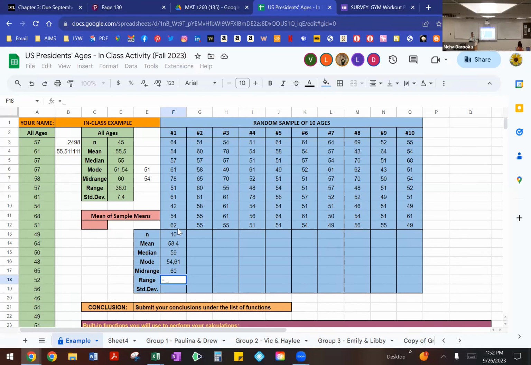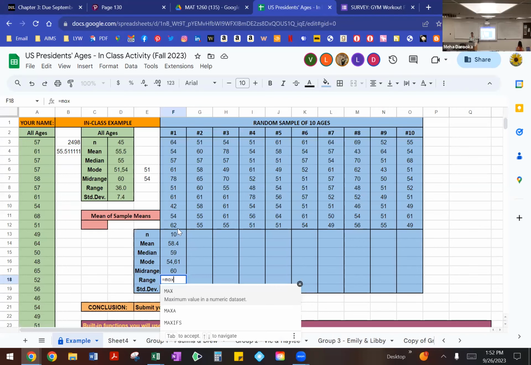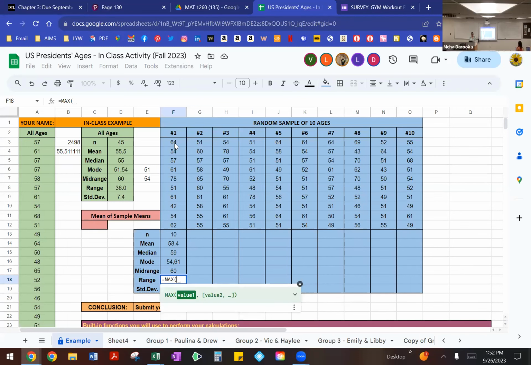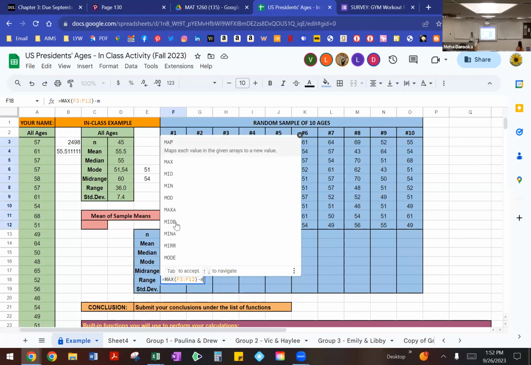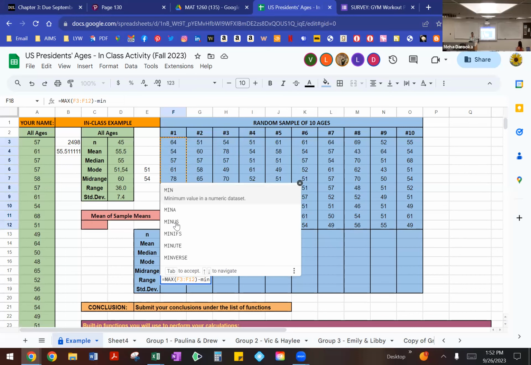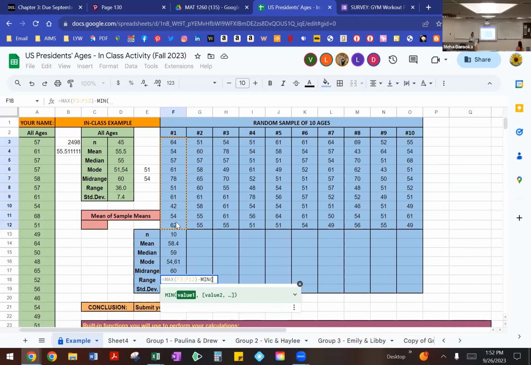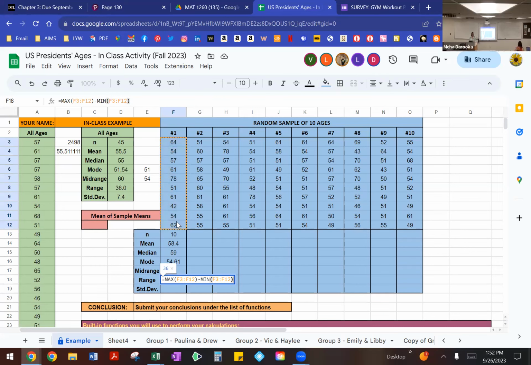Now, range, on the other hand, is just a simple subtraction. So you take the maximum value and you just subtract the minimum value from it. Now, remember, mid-range is a calculation for finding your measure of central tendency. So that's an average calculation, whereas range by itself is a measurement of dispersion. It is to find out how spread out your data is. So even though the names may sound familiar, they have two very distinct functions.